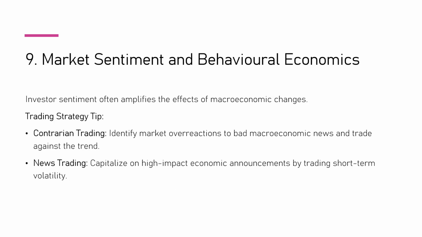Market sentiment plays a powerful role in stock trading, often amplifying the effects of macroeconomic events. Traders can use contrarian strategies to take advantage of overreactions to negative news, buying when fear drives prices too low or selling when euphoria pushes them too high. News trading is another key approach, where traders capitalize on short-term volatility triggered by major economic announcements. By understanding behavioral economics, traders can navigate market emotions and make informed decisions rather than reacting impulsively. This knowledge helps in identifying mispriced assets and optimizing entry and exit points in trades.